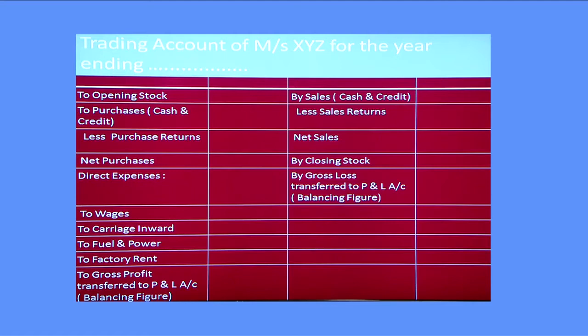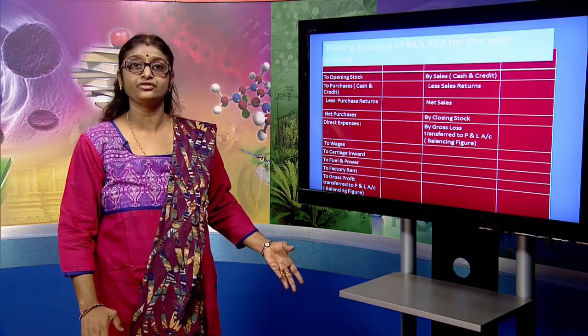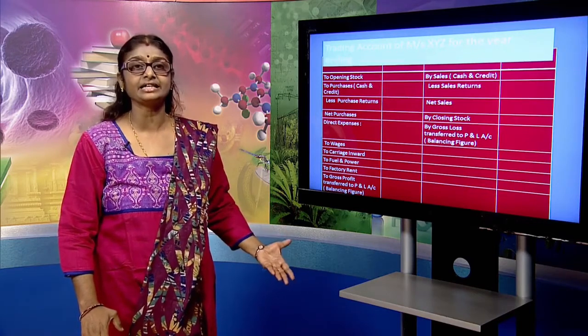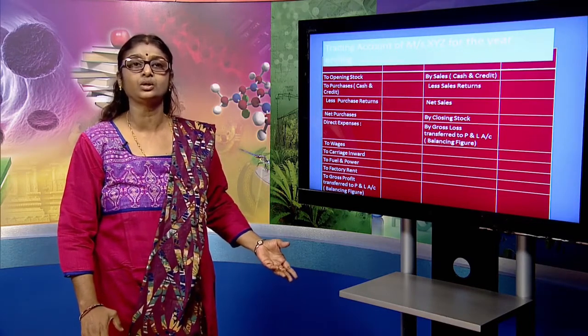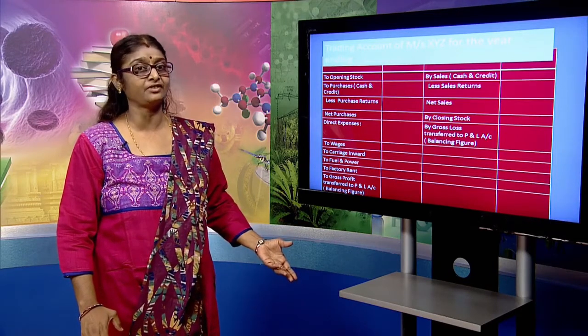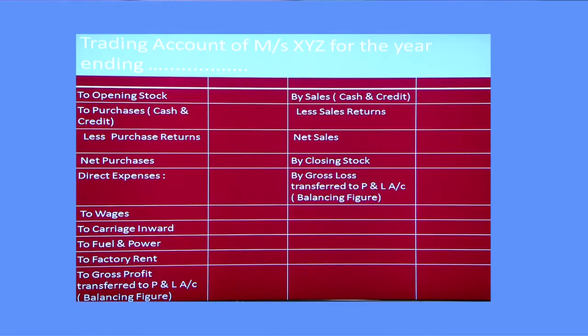Along with that, on the debit side, you have to write all the direct expenses like wages, carriage on purchases, that is carriage inward. All direct expenses related to the factory. In order to make the product, you have to meet certain expenses like fuel and power, factory rent, etc. So, these are direct expenses. In the trading account, you will write only the direct expenses. So, I have written here wages on the debit side of the trading account, carriage inward on the debit side of the trading account. Similarly, fuel and power and factory rent.